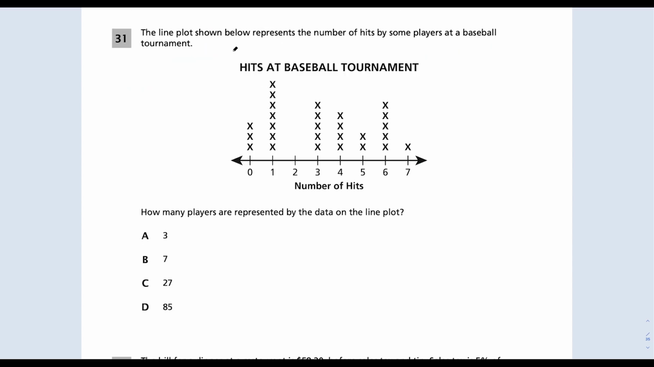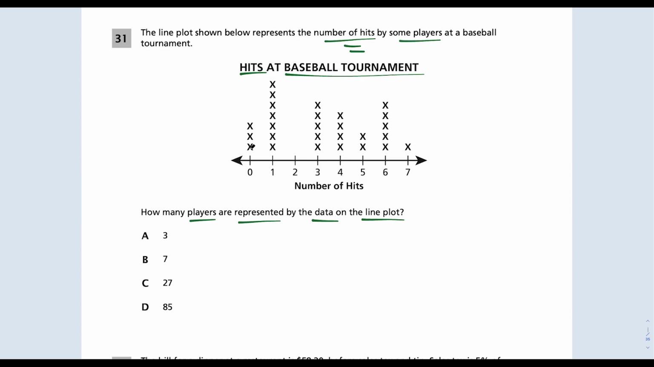Question 31, the line plot shown below represents the number of hits by some players at a baseball tournament. So how many players are represented by the data on the line plot? For this one, we have to be very careful. Notice that the line plot is modeling the number of hits at a baseball tournament, so each of these X's actually represents a player. If we want to know how many players are at this tournament, we just have to count here.